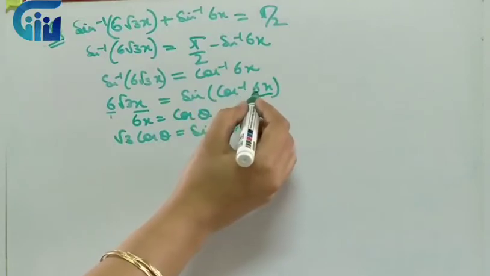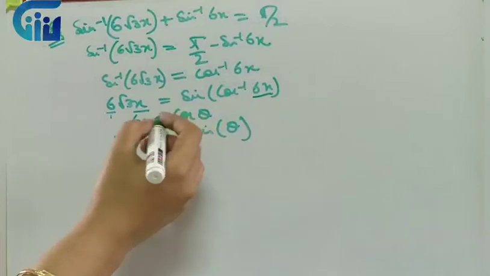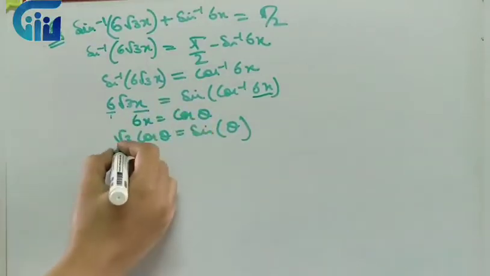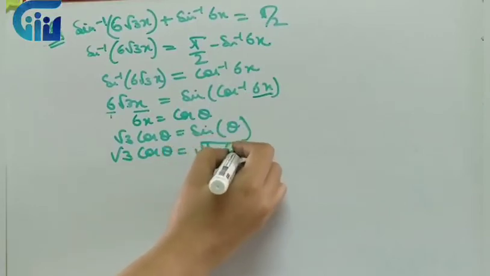Because this 6x will be cos theta, cos inverse will get cancelled and I will get theta. Now since we have put it in terms of cos, I will keep cos in the question and write sine as root of 1 minus cos square theta.